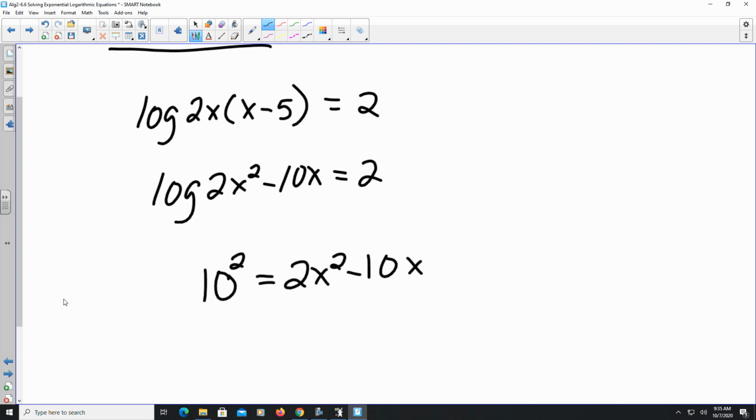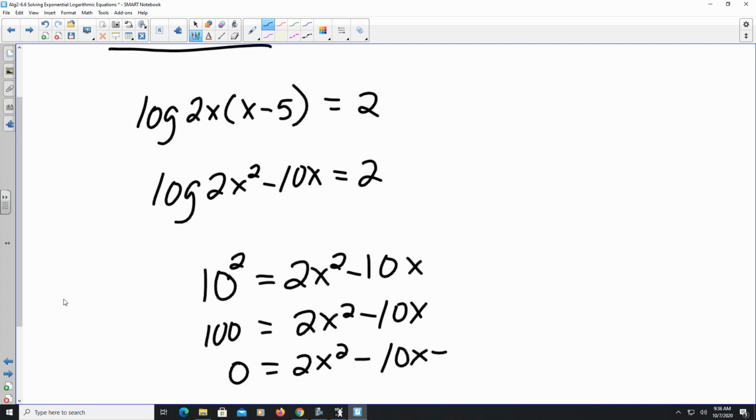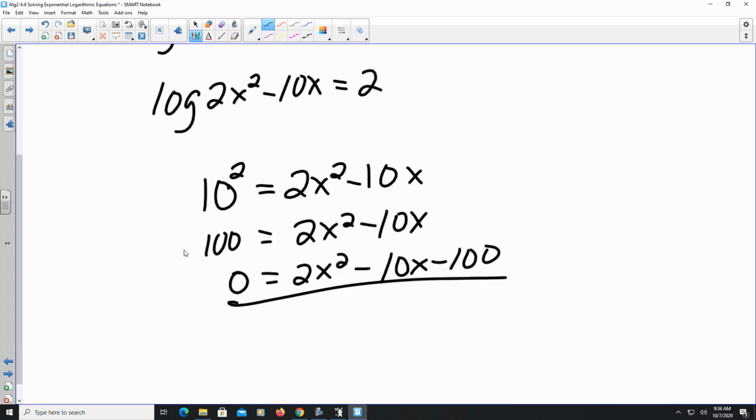All right. Because I have the x squared, it's a quadratic. In order to solve a quadratic, it has to be set equal to 0. So first thing I'm going to do is I'm going to take 10 squared, which is 100. And now I'll set this equal to 0. So I'm going to go 0 is equal to 2x squared minus 10x minus 100. To make things easier on us, I'm going to divide everything by 2 because they're all divisible by 2. So this is going to be 0 equals x squared minus 5x minus 50.